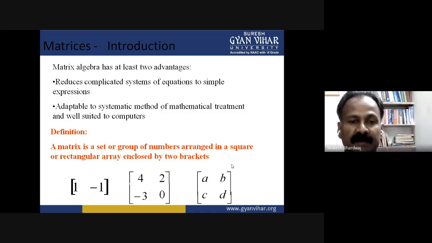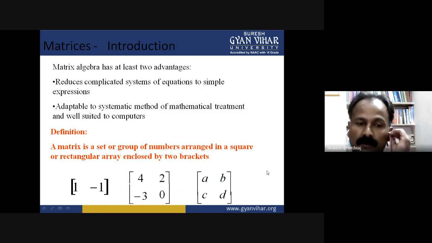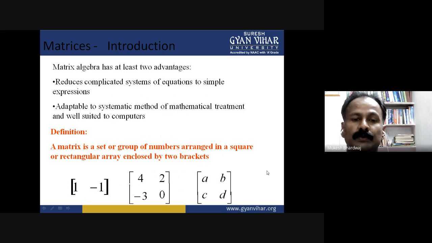A matrix is a set or group of numbers arranged in a square or rectangular array enclosed by two brackets. For example, 1 minus 1 within brackets, 0 2 minus 3 0 within brackets, A, B, C, D. These are the pictorial or diagrammatic representations of matrices.